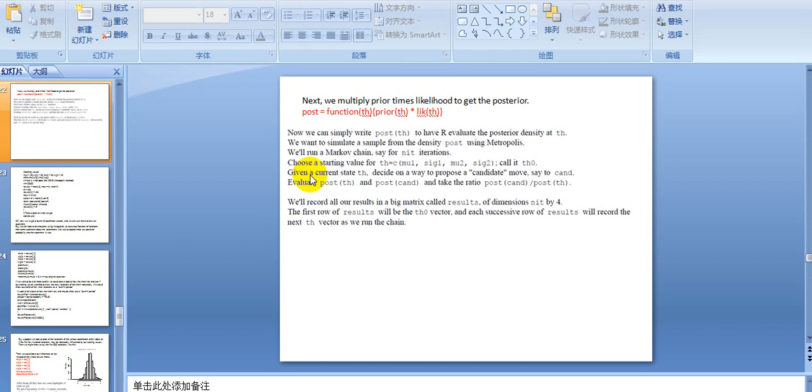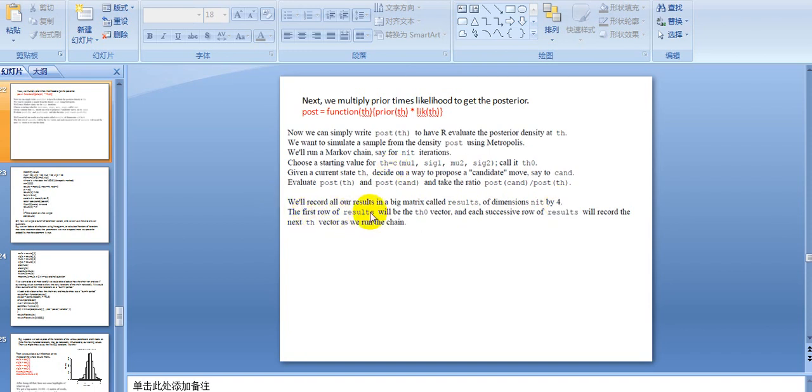Given a current state theta, decide on a way to propose a candidate. Let's say we call the candidate CAND. And then after we got this candidate, we're going to evaluate the posterior on the current state and the posterior on the candidate, and take the ratio. And then we'll record all our results in a big matrix called results, where the dimension is n number of iterations by 4, because we have 4 parameters here.